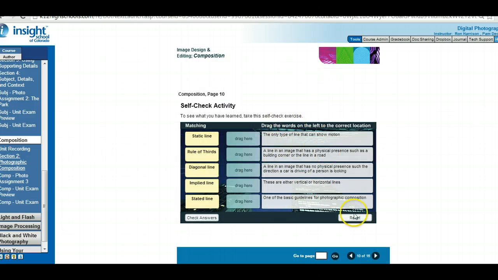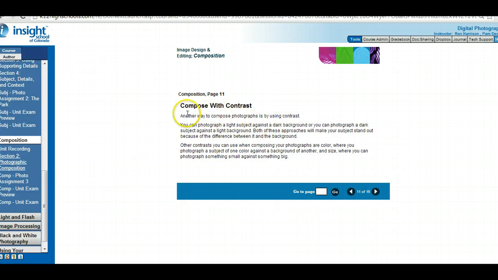So here's a little activity about lines. Go ahead and composition, take a look at that. More about composition using some contrast. So that's another way to show composition, to compose your photographs.